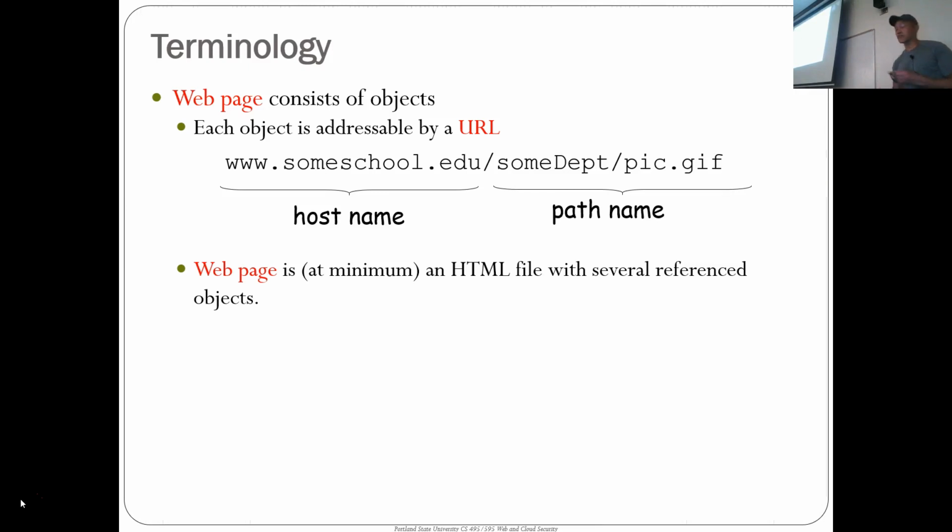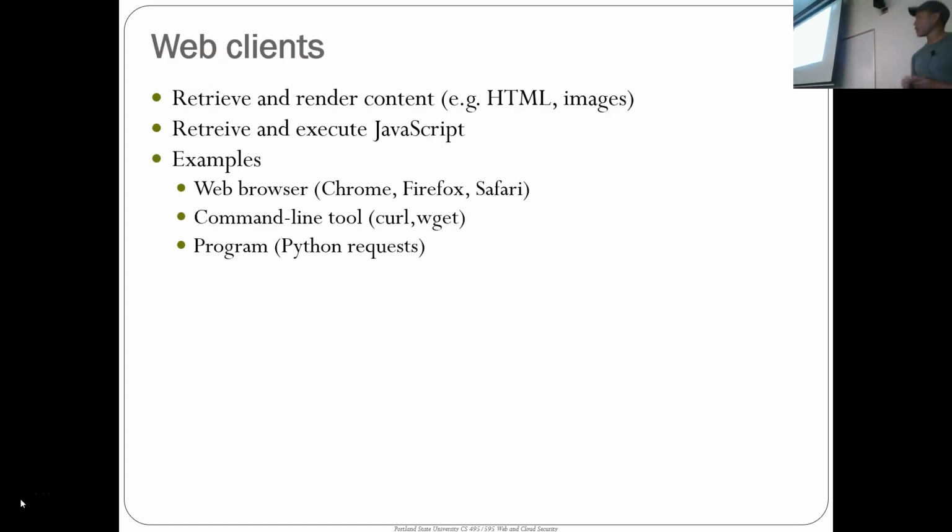A web page consists of objects. Every object on the web has a URL, which consists of two parts: the host name and the path name on that host where the resource is located. Typically you have a page that's a base HTML file and then several referenced objects within it. The client is really simple: it retrieves the content from the web server, HTML and images, then retrieves and executes any associated JavaScript, and executes the JavaScript on those static elements and renders you a page.